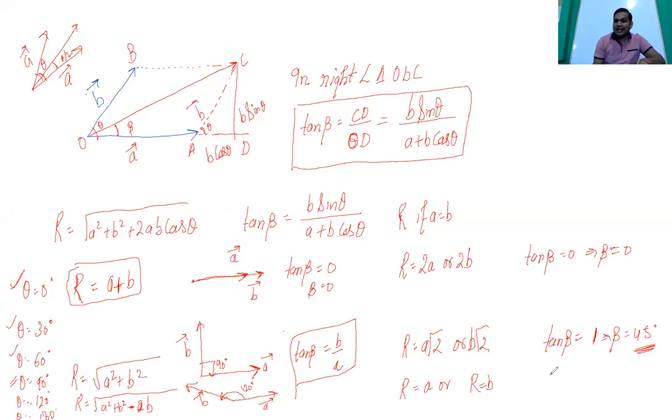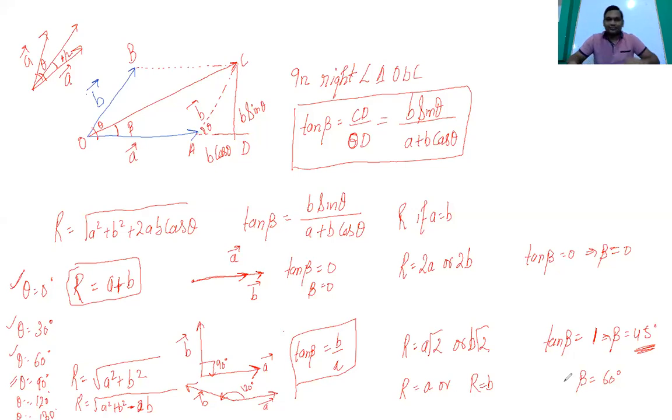Now you can see the angle. I already told you, beta will become directly, I am writing, 60 degree, because there are two equal vectors. There are two equal vectors acting at angle 120 degree, then their resultant will be at 60 degree, the angle bisector.